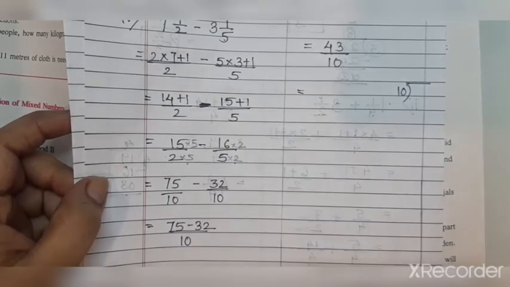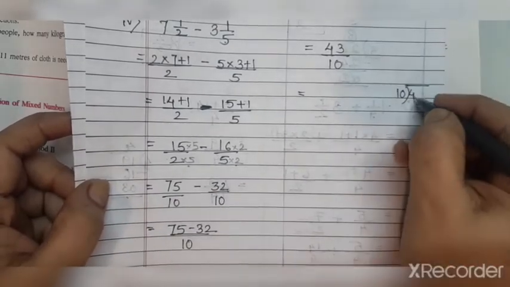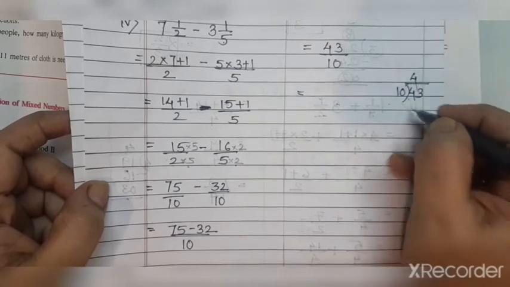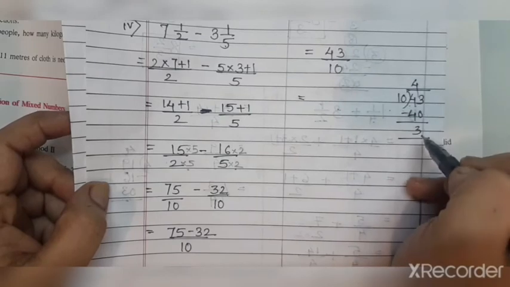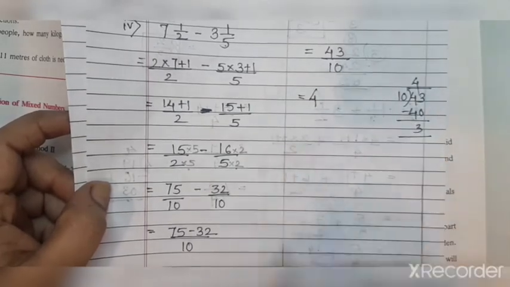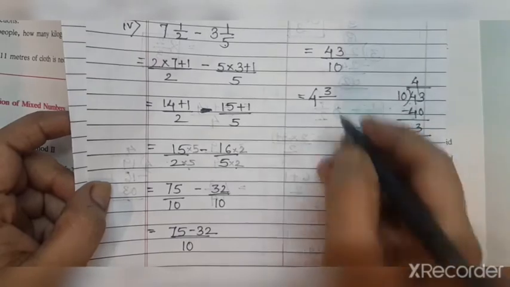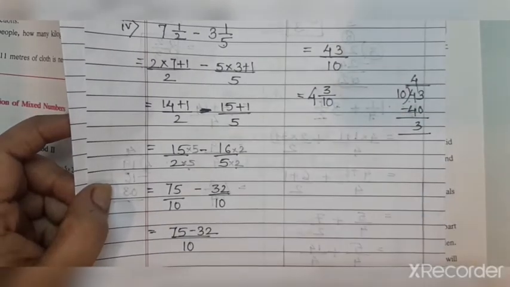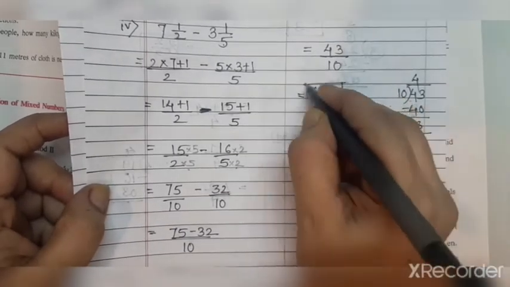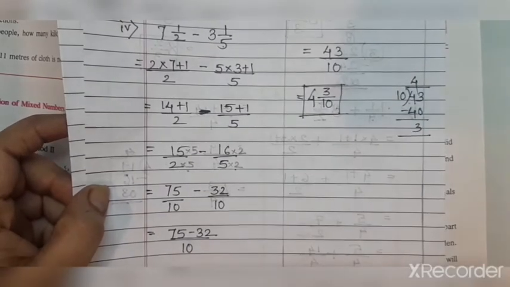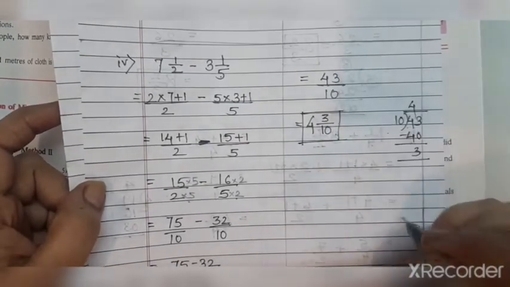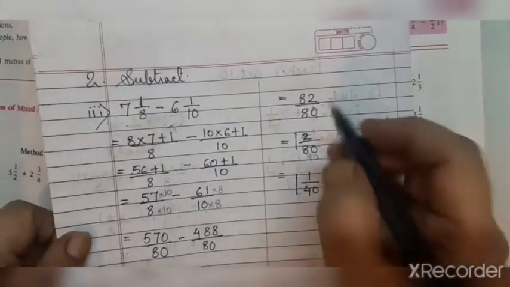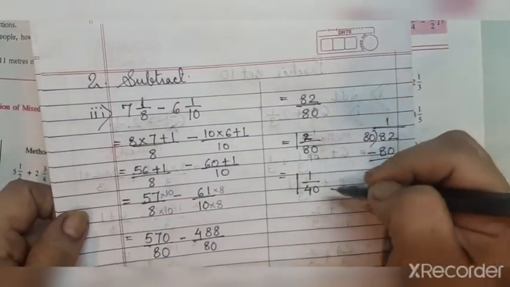Now this we have to convert into a mixed number. So 10 4s are 40. Remainder is 3. So the quotient, remainder upon divisor. So quotient is 4. Remainder is 3 upon the divisor. So this is our answer. Okay. Here we couldn't reduce anything, so we straight away took it here. As I told you in the third sum, if we can reduce, we have to reduce if it is possible.